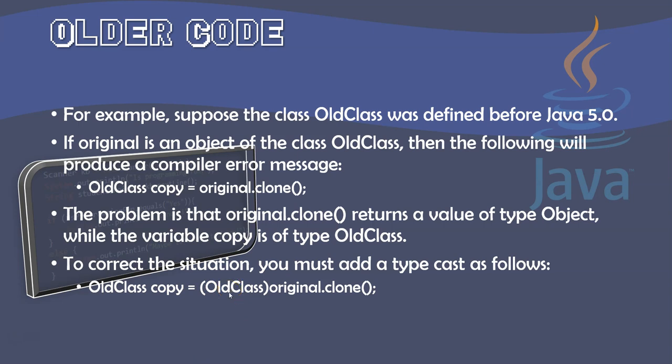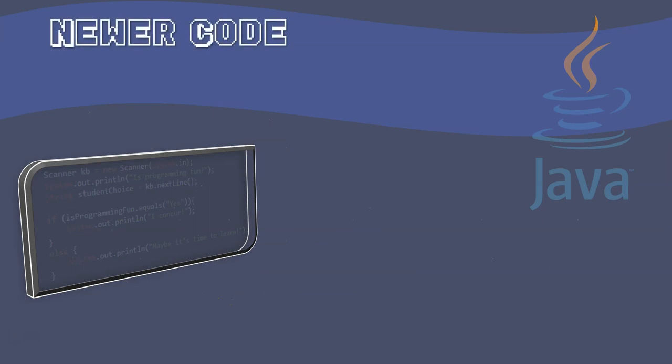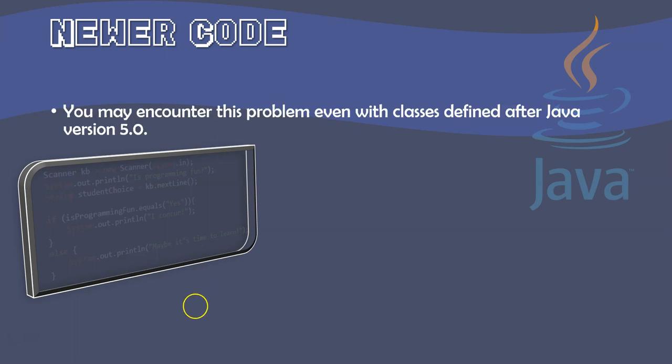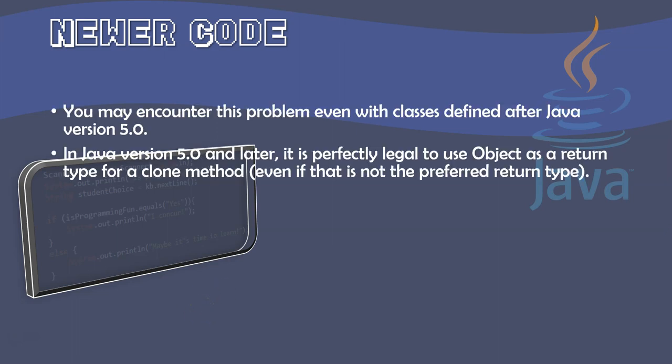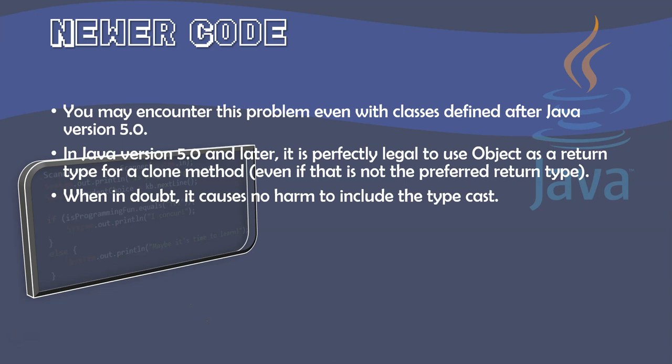Now, when we look at newer code, obviously we don't have the same kind of issue because it's a newer version of Java, but we could still encounter this from time to time. It's perfectly legal to use Object as a return type for a clone method, even though it's not the preferred return type. And when in doubt, it causes no harm to include the typecast. You're always welcome to put the typecast in there just in case, because it's not going to hurt anything. If anything, Java's like, oh, you explicitly want me to use this. Got it.